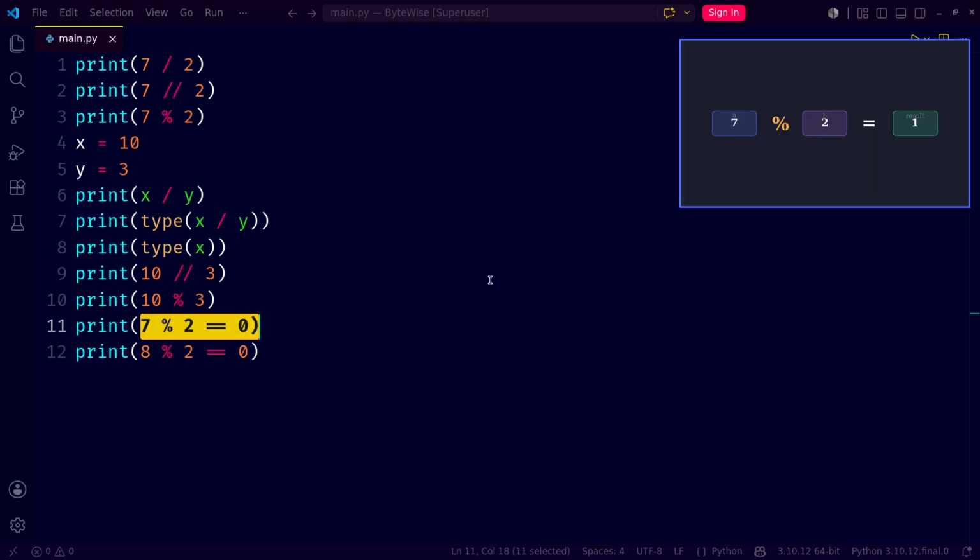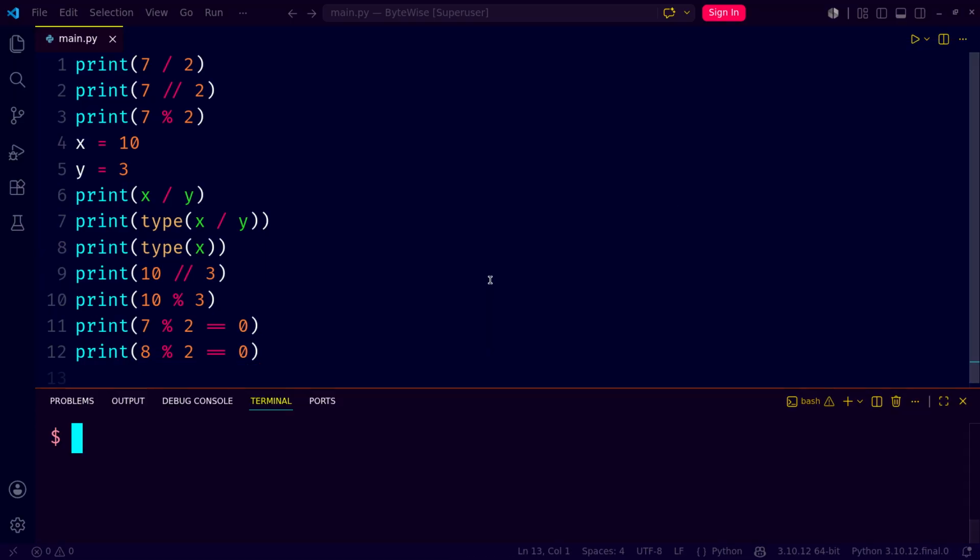7 modulo 2 is 1, not 0, so this is false. 7 is odd. 8 modulo 2 is 0, perfectly even. This pattern is the standard way to check for even numbers in Python. 3 and 1 for the division examples, then false for 7, and true for 8. The modulo equals 0 pattern is something you will use constantly. Anytime you need to know if a number is even, divisible by something, or repeating on a cycle.